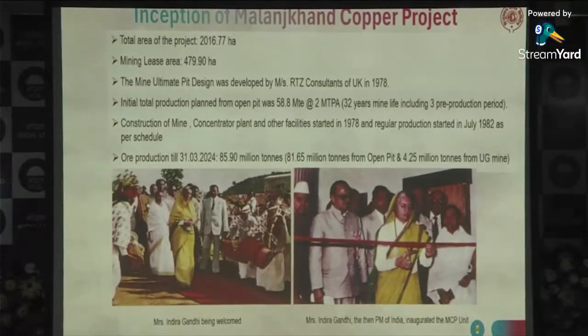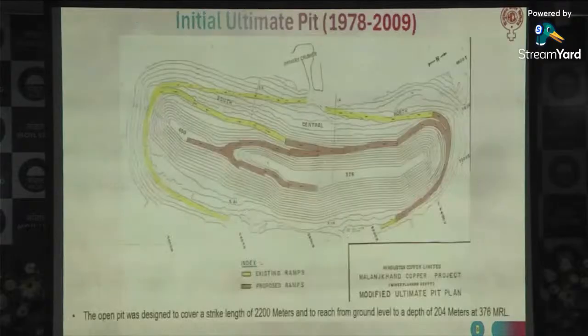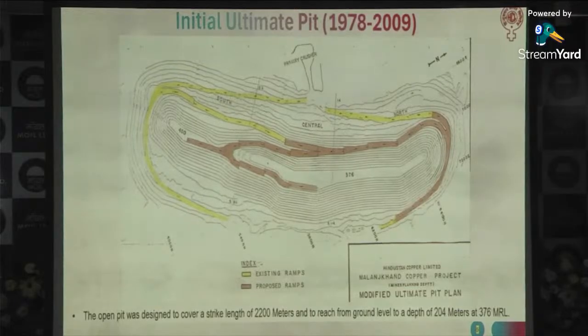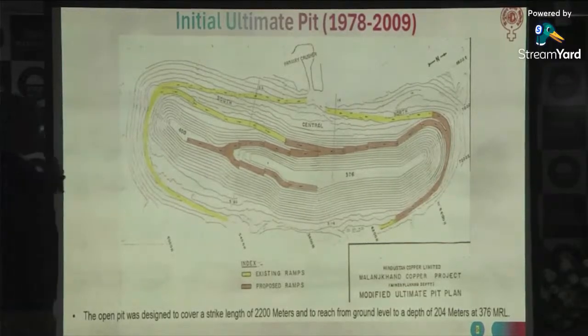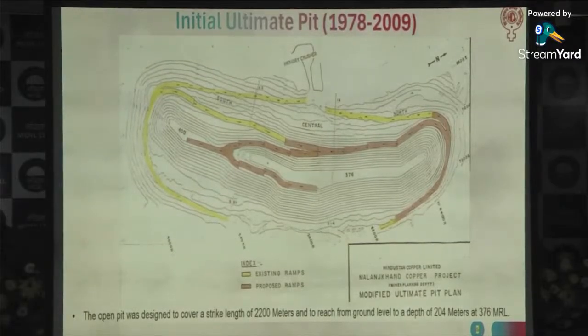And as of 1st of April 2024, we have produced nearly 86 million tons, out of which 82 million tons is from open cast. Planned was 58.8 million. We have produced up to 82 million tons from open cast and 4.25 million tons from underground. This is the original plan designed by RTZC for mining up to 376 MRL, from the surface a depth of 204 meters.